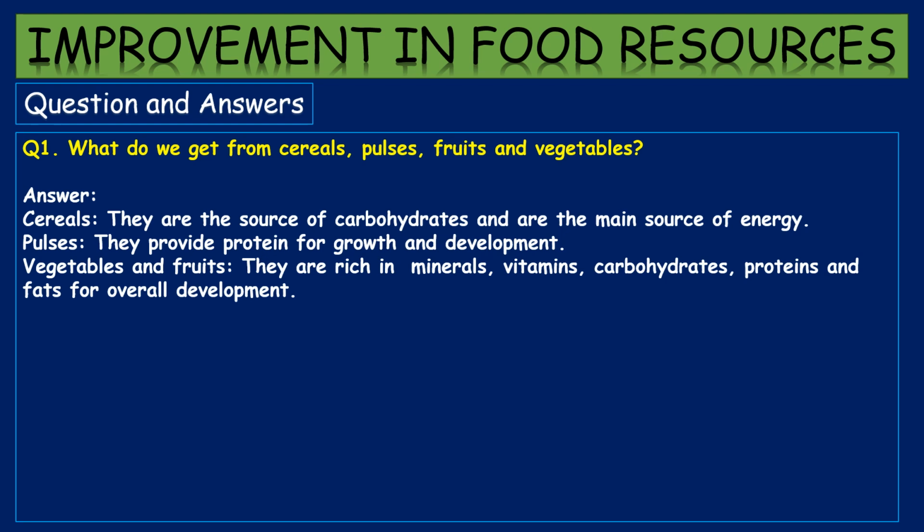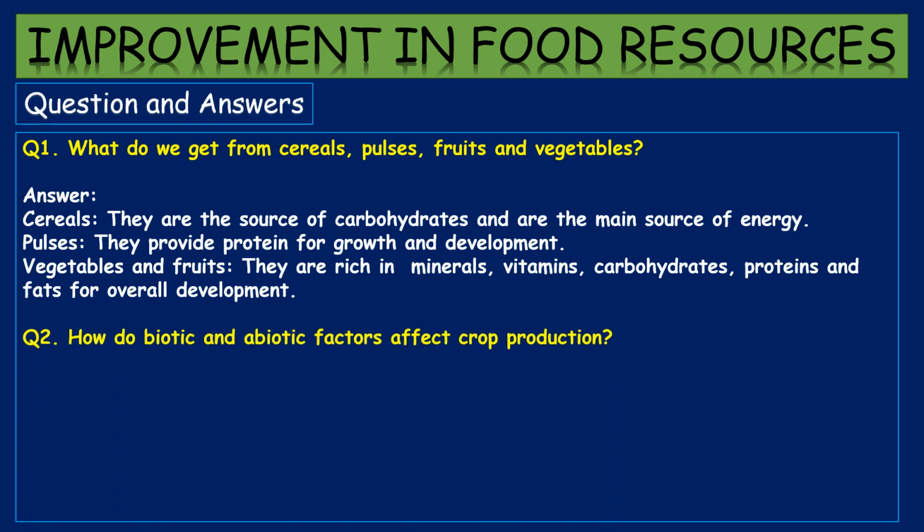But vegetables and fruits are rich in minerals and vitamins, different types of vitamins like fat soluble vitamins and water soluble vitamins. Similarly, minerals like potassium, calcium, magnesium, sodium. These are the types of minerals. So here we have four resources. From each resource we get different types of food items. Now we'll see the next question.